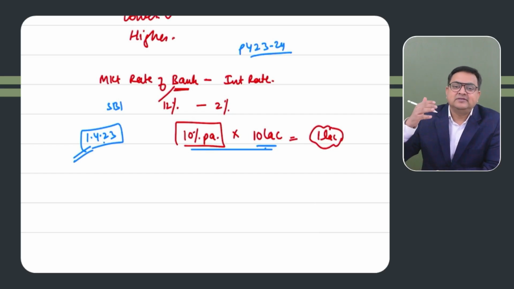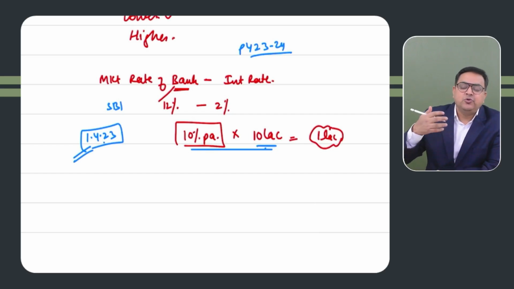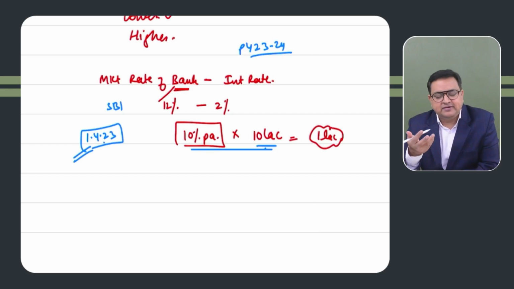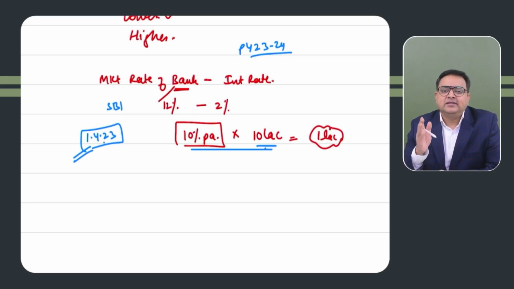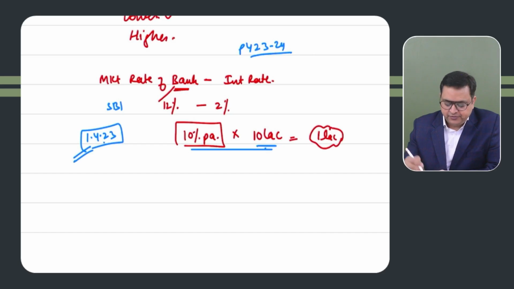If the balance is getting changed, let's say every month you are repaying something, then you have to see the closing balance of each month and calculate this interest saving for each month. Please calculate the interest rate on that closing balance. Got it? But generally, in examination, they will give you that the 10 lakh rupees loan which you have taken is for the entire year, or for 6 months, 7 months, 8 months, then you have to calculate it. Got it?